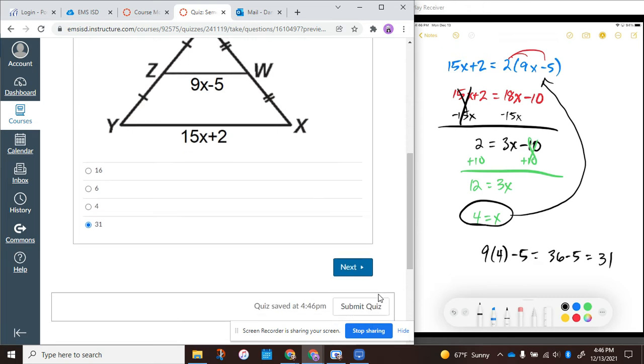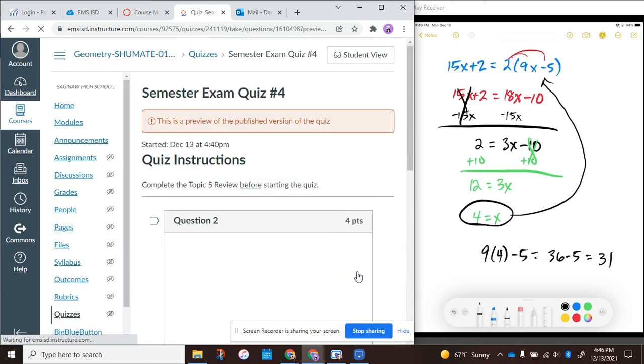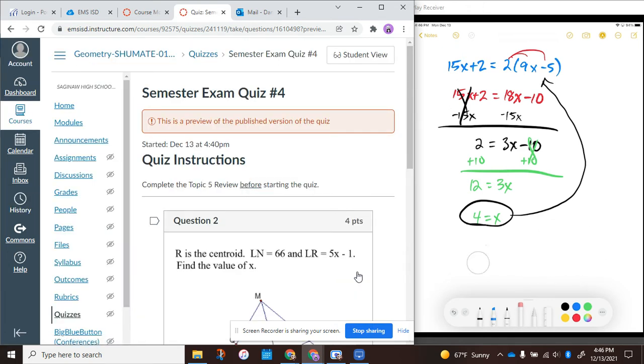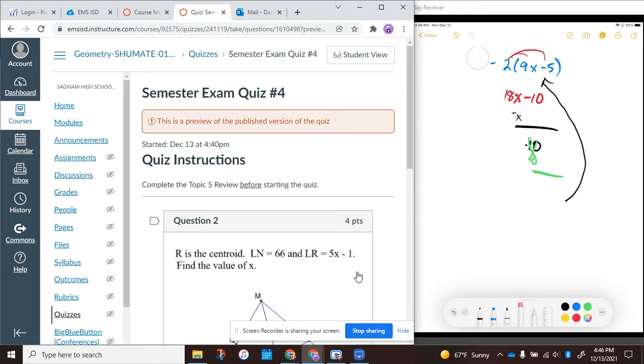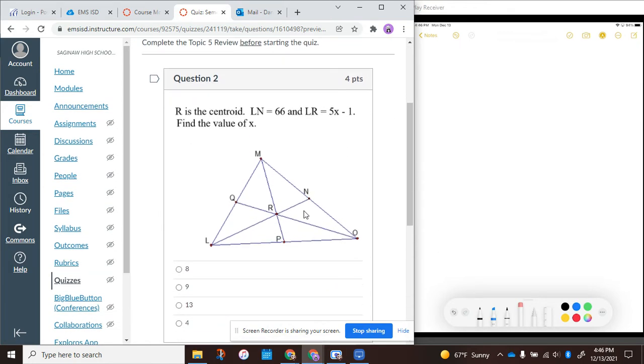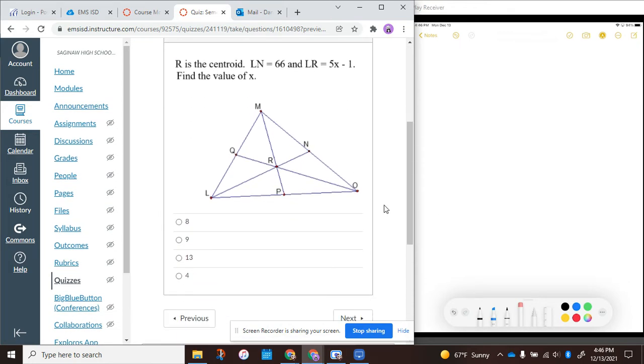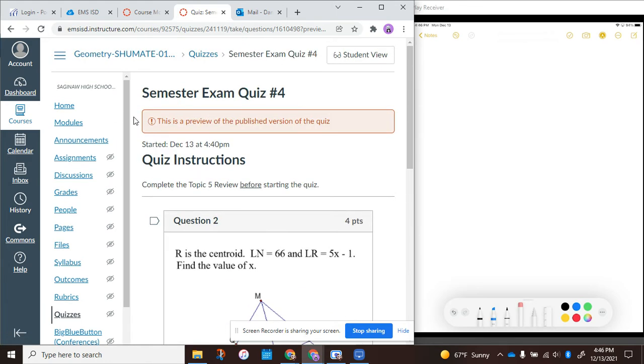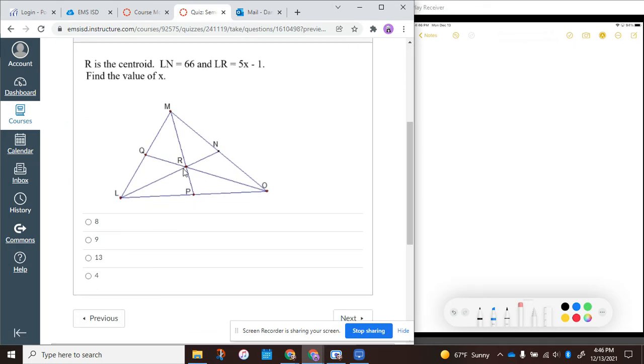All right, so moving on to question number 2. Question number 2 gives us a diagram of a triangle and tells us that R is the centroid. This point right here in the middle is the centroid. Then it gives us a length for LN, this whole segment that goes across, and the length of one piece of it, 5x minus 1.